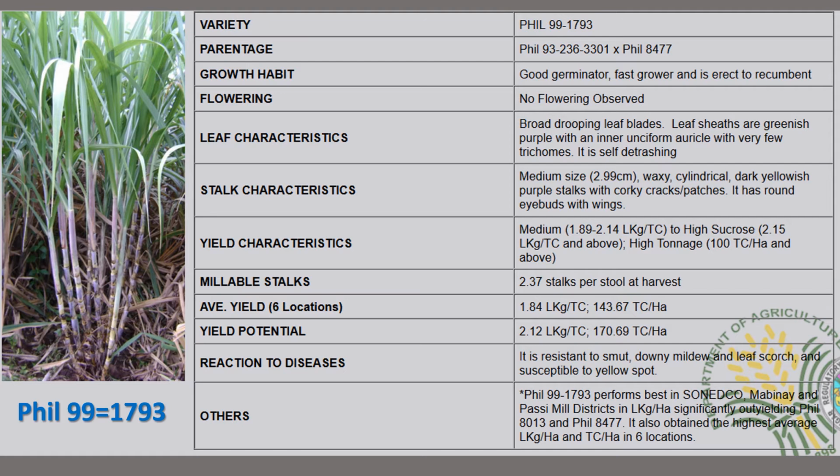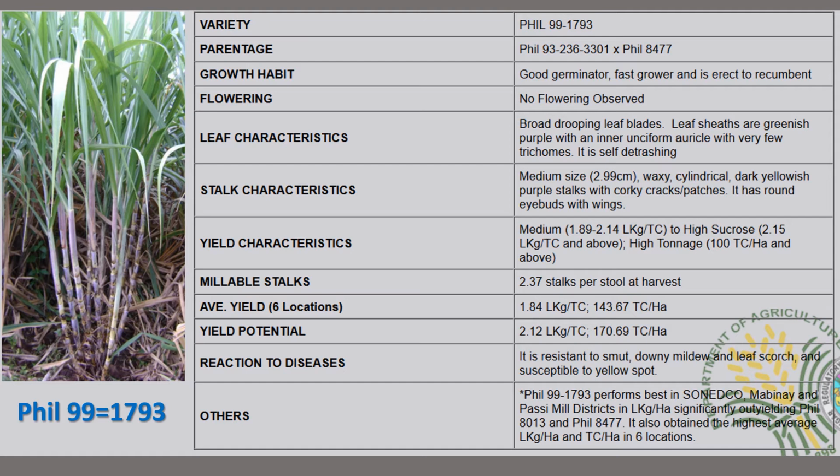Ang yield characteristics, which yun ang hinahanap natin, it has a medium to high sucrose with 2.15 LKG per ton cane and above, or it has a high tonnage of 100 ton cane per hectare and above. For the number of millable stalks, we have 2.37 stalks per stool at harvest. Average yield based on the 6 locations that they evaluated, they came up with an average of 1.84 LKG per ton cane or 143.67 ton cane per hectare.